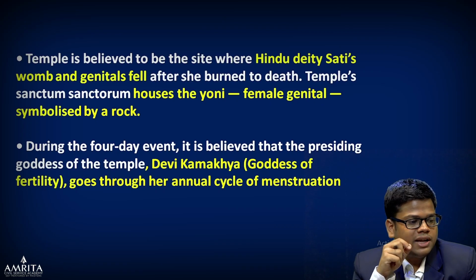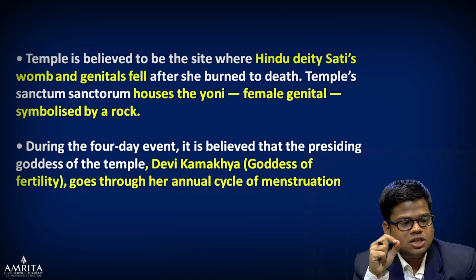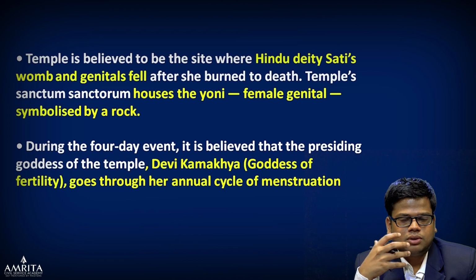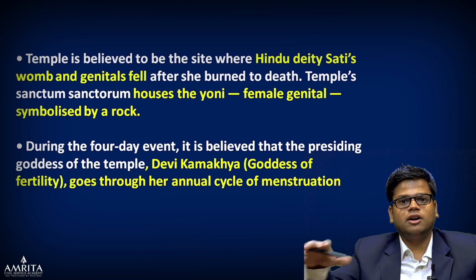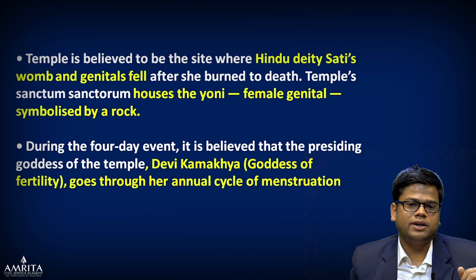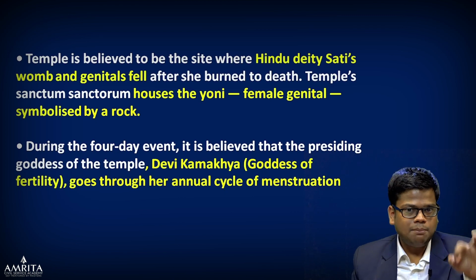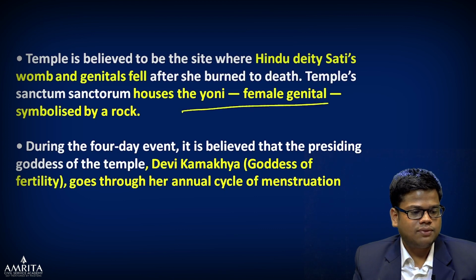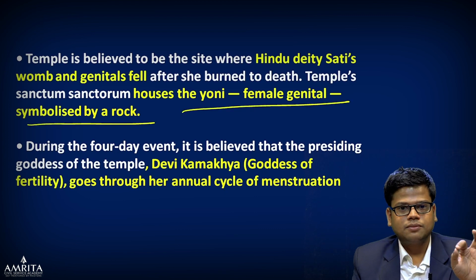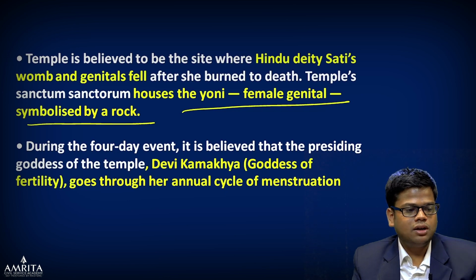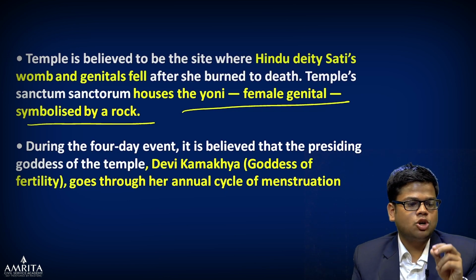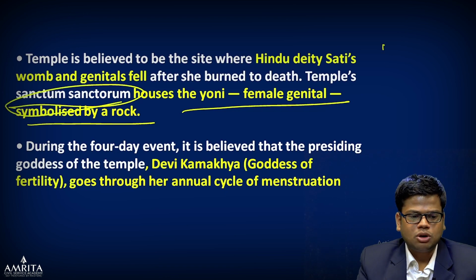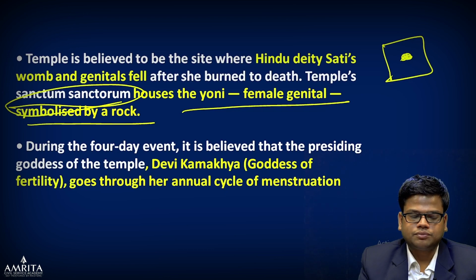Okay, the temple is believed to be the site where the Hindu deity Sati's womb and genital fell. Now there is a mythological story that the different parts of Sati went to different parts of the area. Different temples are there, right? So one of the temples where her womb and her genital fell, that is her yoni fell, the female genital, that is the Kamakhya temple. And there this yoni, the female genital symbolized by the rock, is placed in the sanctum sanctorum of the temple. Sanctum sanctorum, you must be knowing, is the center of the temple.